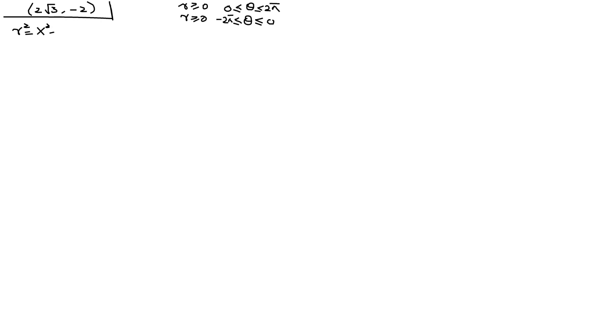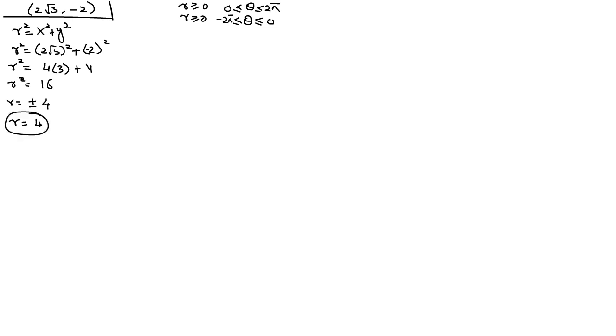R square is equal to x square plus y square. R square is equal to 2 into square root of 3 square plus minus 2 square. R square will become 4 into 3 plus 4. R square is equal to 16 and R is equal to plus minus 4. So I will take only 4 because we have the condition that R should be greater than or equal to 0. Okay, now talk about theta.